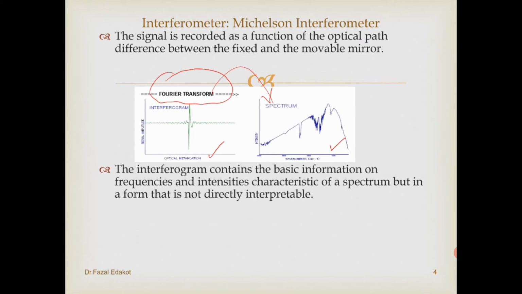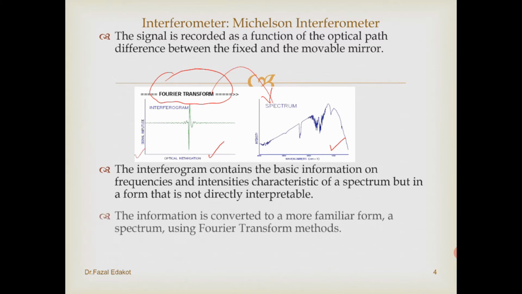The interferogram contains the basic information on the frequencies and the intensities. The interferogram means this one. This is what we get at the initial point from the spectroscope. Frequencies and intensities, characteristics of the spectrum, but in a form that is not directly interpretable. If you look at the spectra, I won't understand anything. So you need to convert it into a form of understanding. So that's what we do by Fourier transformation.